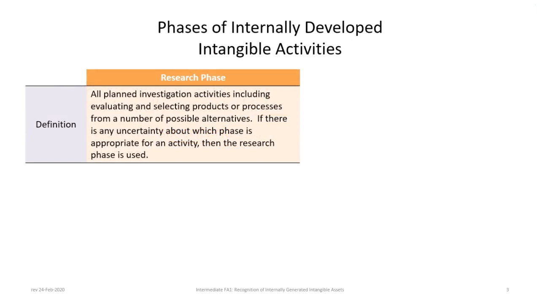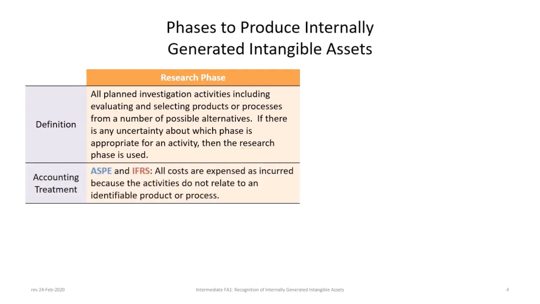Before we proceed with our example on recognition of internally generated intangible assets, we'll just briefly review the two phases and the associated criteria. The first of the two phases is the research phase. In this phase, all planned investigation activities, including evaluating and selecting products or processes from a number of possible alternatives. If there's any uncertainty about which phase is appropriate for a specific activity or cost, then the research phase is the default. The accounting treatment for research phase costs under both ASPE and IFRS is that all costs are expensed as incurred, and that's because the activities do not relate to an identifiable product or process.